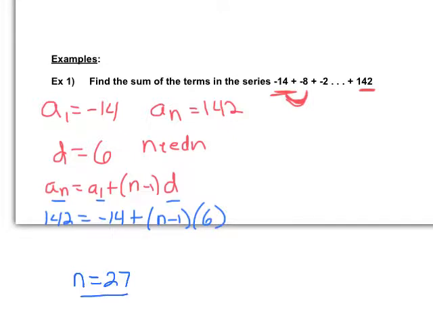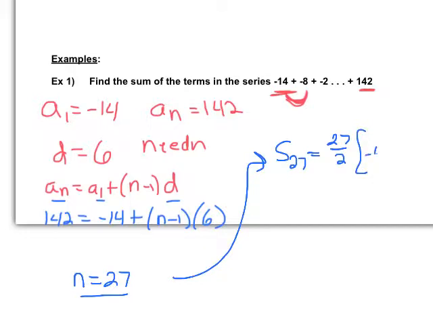Now that I have n, my formula is very simple. S sub 27 is equal to 27 over 2 times (negative 14 plus 142). And then you process all of that, and you end up with a sum of 1,728. That's not something you would want to do by hand by just adding all these things up. It's much better to use the formulas.